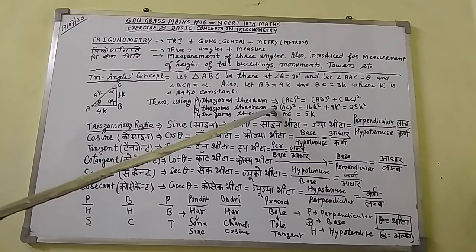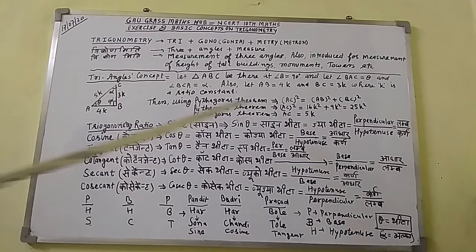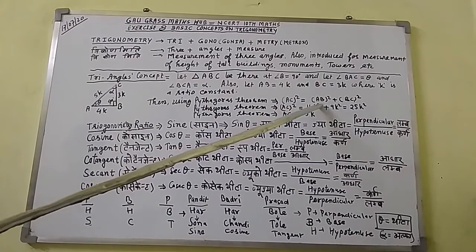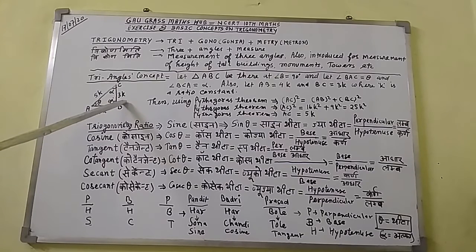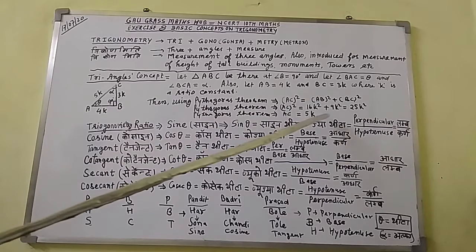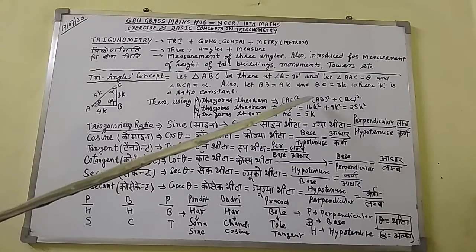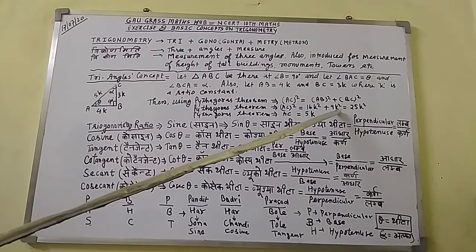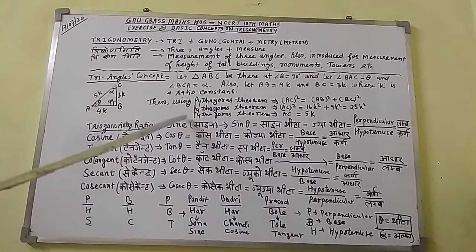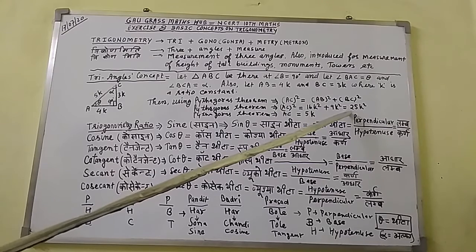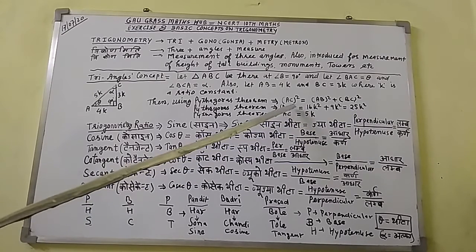Here the Pythagoras theorem says AC squared equals AB squared plus BC squared. Here I have let AB equal 4K, so 4K whole squared comes out to be 16K squared, and BC equals 3K, so 3K whole squared comes out to 9K squared. 16K squared added to 9K squared comes out to 25K squared. Using the Pythagoras theorem, AC is equal to 5K, just the square root of 25K squared, which comes out to 5K.